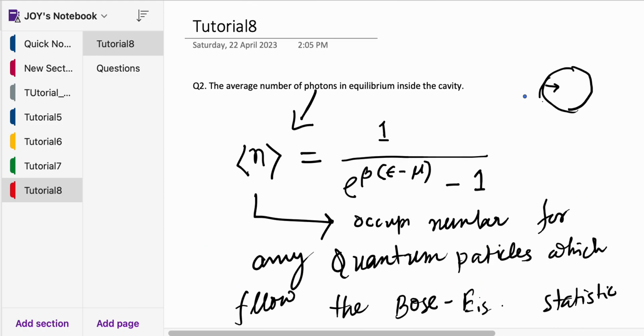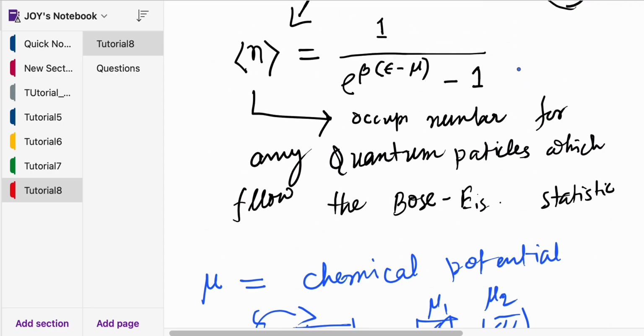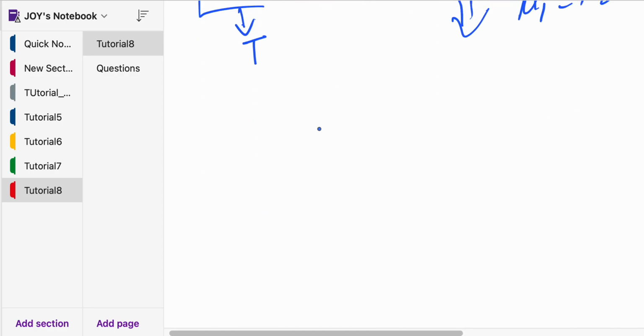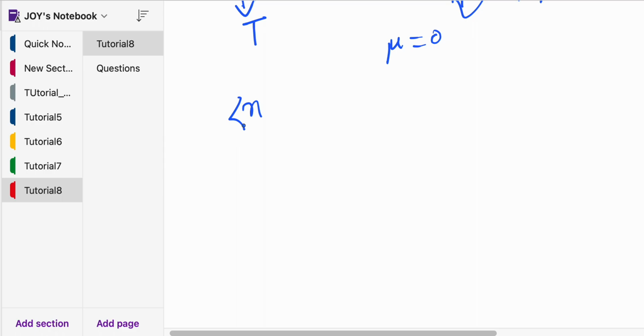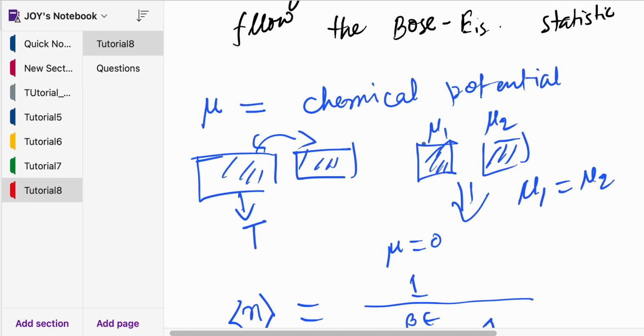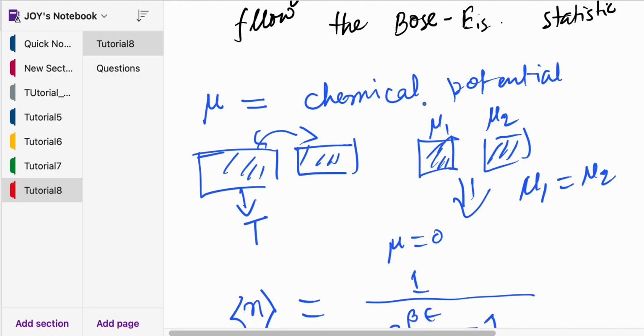But inside the cavity of a black body, emission and absorption of photons is always going on. So that's why this concept is not applied here. So for the photon, mu is 0, the chemical potential is 0. Now what is the occupancy number? The occupancy number is 1 by e to the power beta epsilon minus 1. That we know, but here it is asked what is the average number of photons in the equilibrium state.